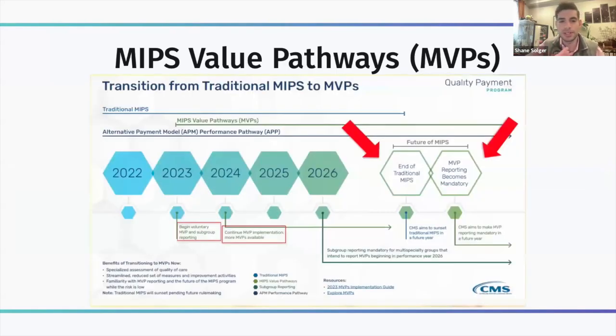So this just puts into view the timeline for what I had previously mentioned. We can see along the top that the traditional MIPS has an endpoint right here. And then we see that MVPs and APPs are the future as this kind of gets phased out. So we can see that this arrow kind of keeps going.